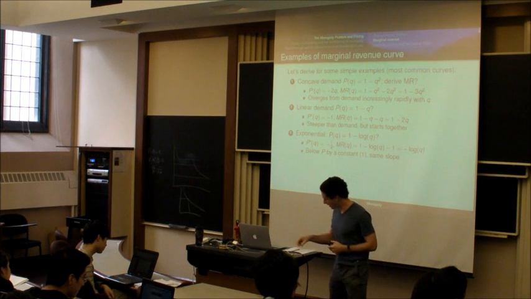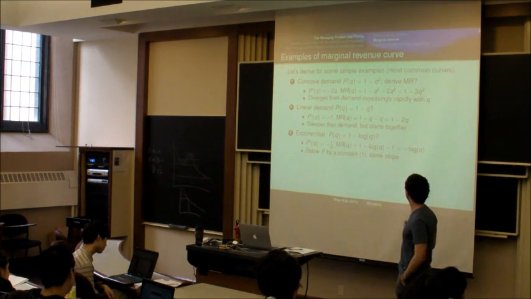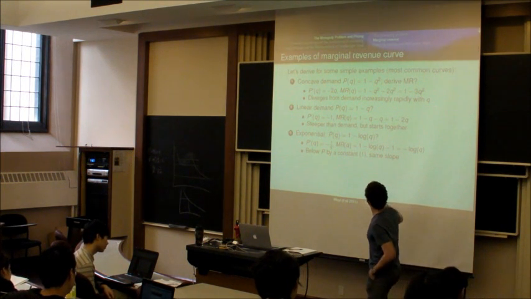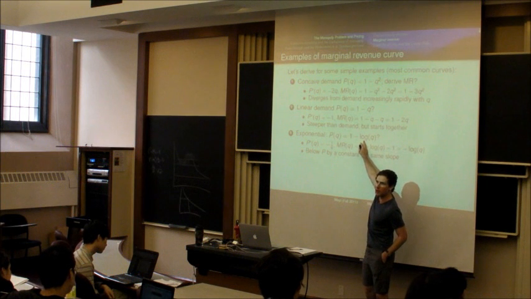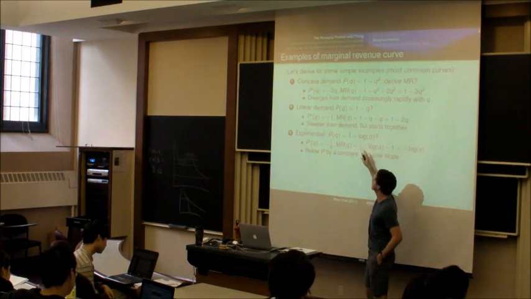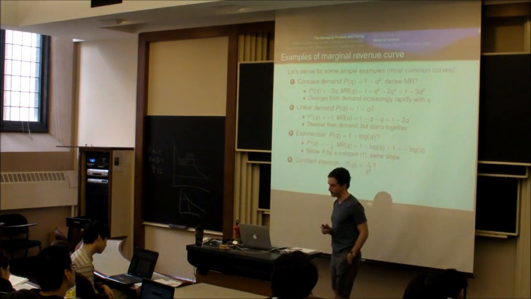This is minus log Q. So these have exactly the same slope. It's just that this is below this by 1 unit, right? That's the only difference. This is just 1 below it, and it's always 1 below it. Okay.